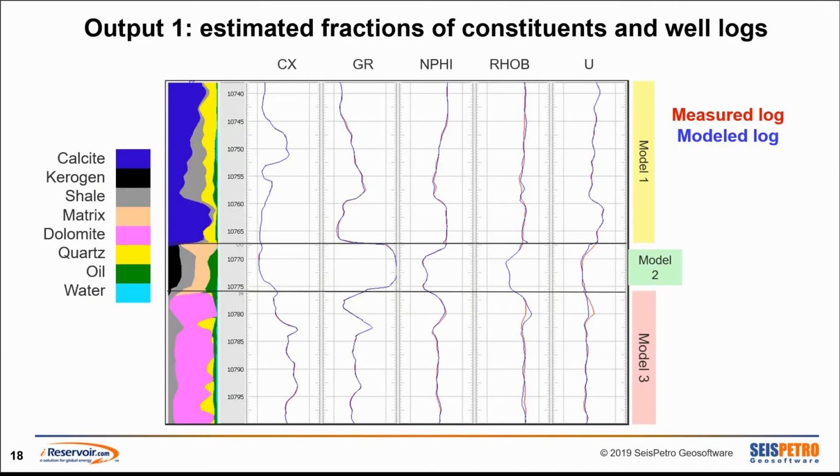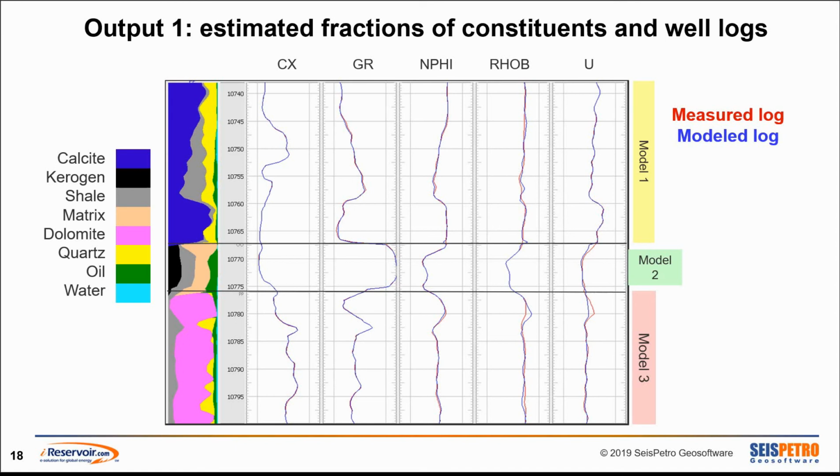After the final iteration, the algorithm produces two outputs. Output number one are the estimated fractions of constituents and well logs, and output number two are the estimated constants. So here is output number one. The model logs are indicated here in blue and are compared also with the measured log. Typically, with this kind of algorithm, we tend to see a very good match between measured logs and model logs.